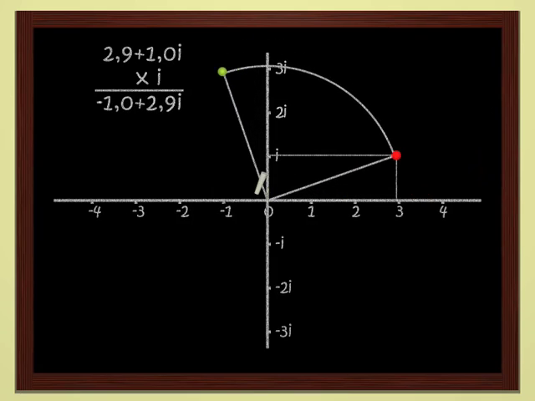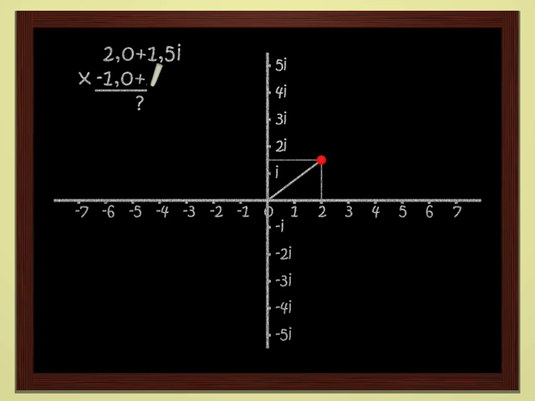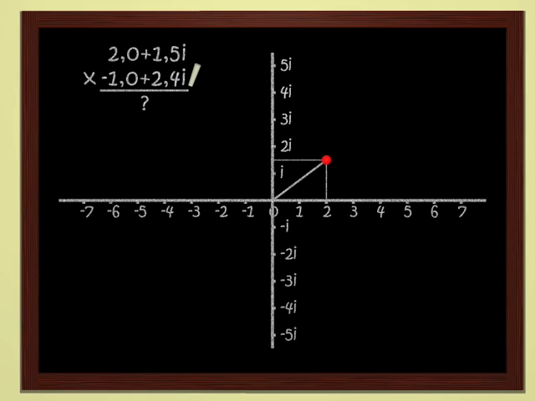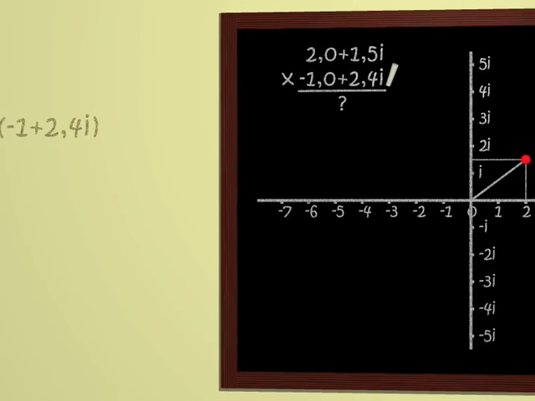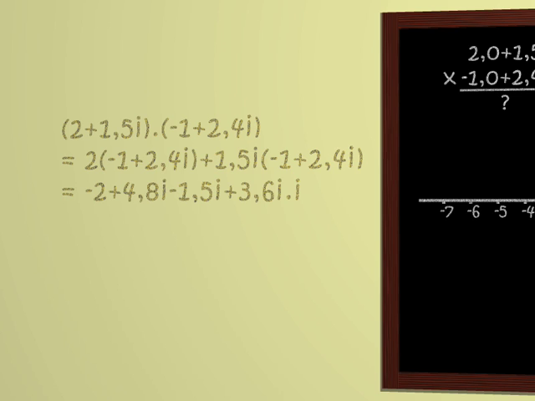And finally, we can multiply any two complex numbers with no problem whatsoever. For instance, let's try to multiply 2 plus 1.5i and 1 plus 2.4i. We proceed as usual. We first multiply by 2 and then by 1.5i, and we add the results. Therefore, we get -2 plus 4.8i minus 1.5i plus 3.6i times i.